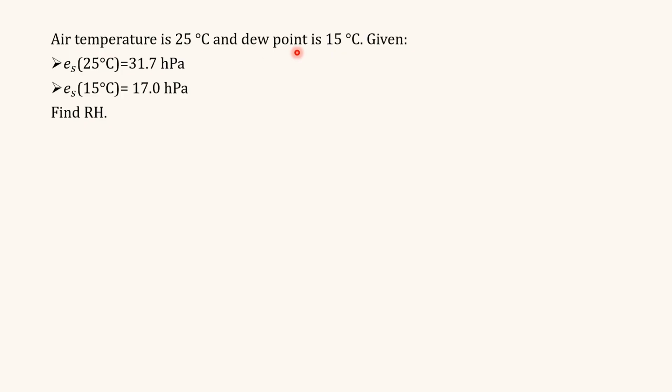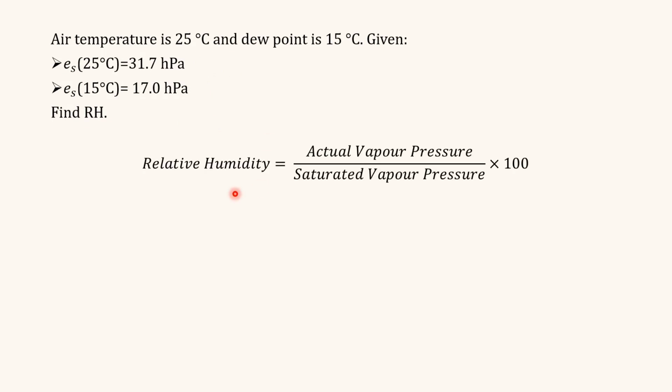So we know that the dew point temperature is related to the actual moisture content in the atmosphere. So the vapor pressure at the dew point will be the actual vapor pressure, and the vapor pressure at the air temperature will be the saturated vapor pressure. So now if we have to calculate this quotient, we know this formula of relative humidity. So we will simply put the value of actual vapor pressure and the saturated vapor pressure in this formula.